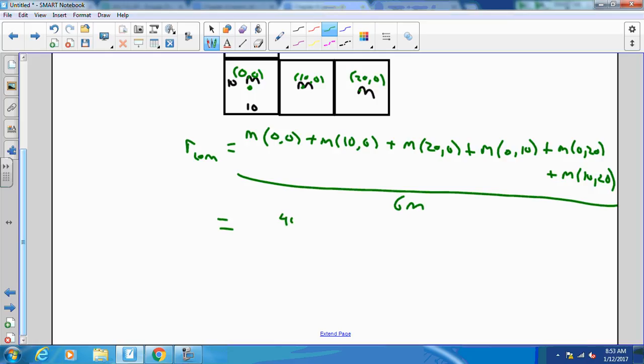And now we just march through and add up all the x's, and then add up all the y's. We get 0 plus 10 plus 20 is 30, 30, 40, comma, 0 plus 0 plus 0 plus 10 plus 20 plus 20 is 50. And all of that over 6. And when the dust settles, we end up with 20 over 3, that's 6.7, comma, 8.3. And that m unfortunately looks like the mass M, but it's not, it's meters.